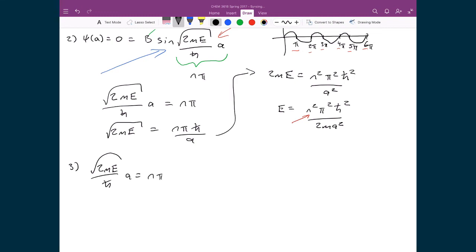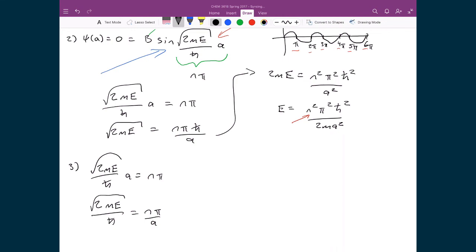But instead of solving for the energy, which is what we did last time so that we could get a term for the energy, I'm simply going to divide both sides by a. So on the left-hand side, I get root 2mE over h bar is equal to n pi over a.